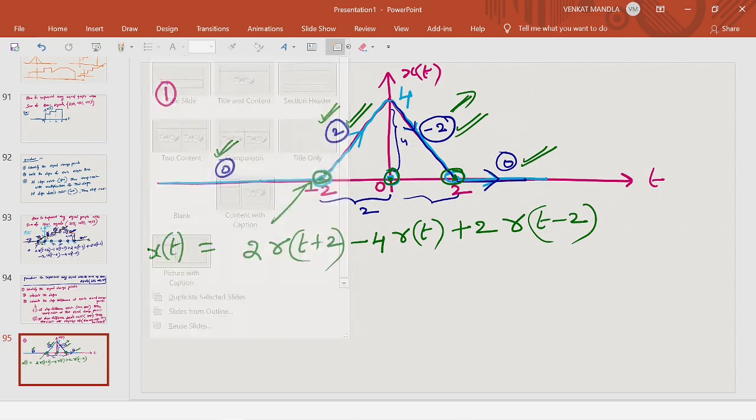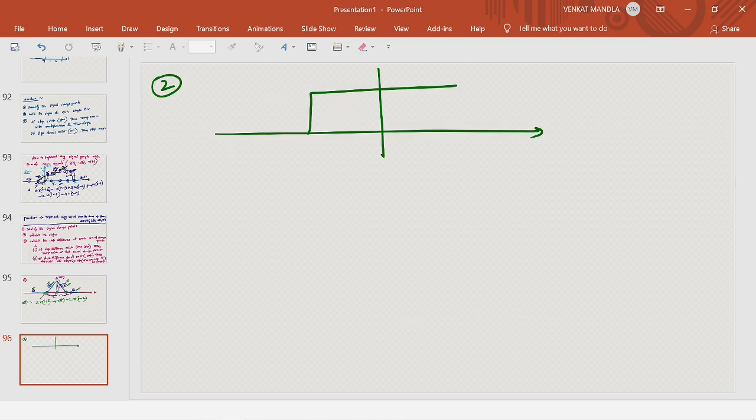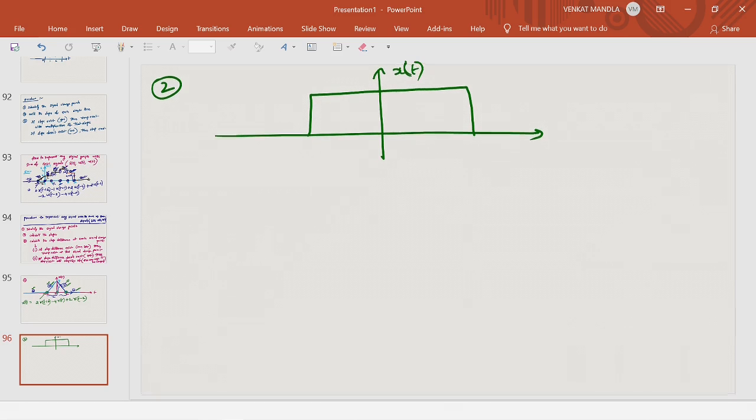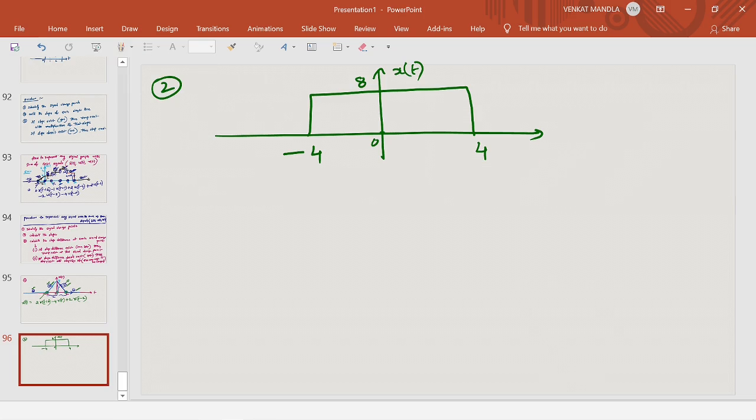The next question: say this is x of t, a rectangular pulse, from minus 4 to plus 4, and let us say the amplitude is 8, randomly given. So the first part we have to do is identify the signal change points.